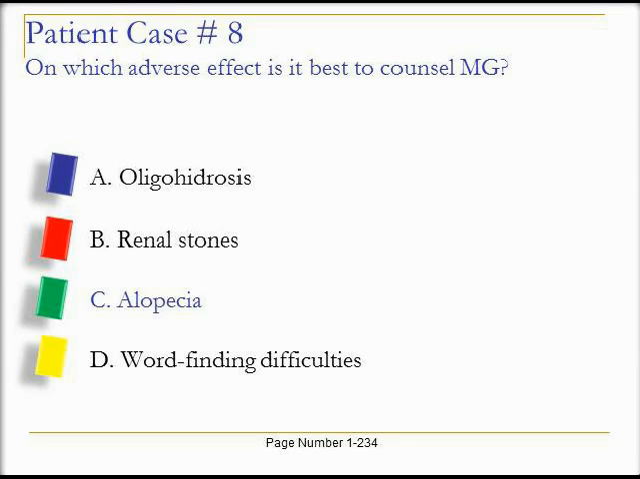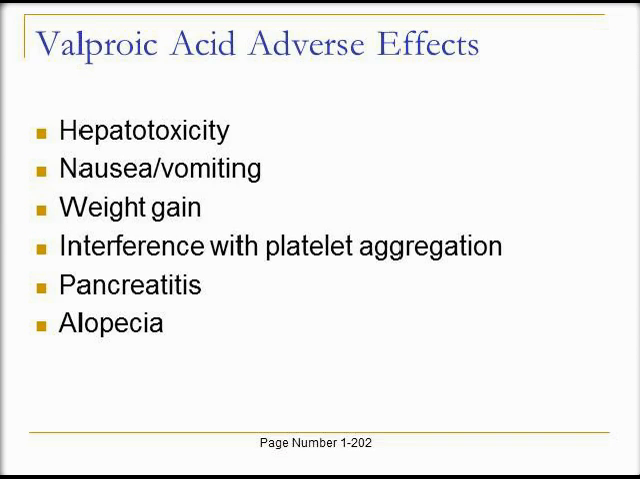Okay. The right answer is alopecia. So when we look at adverse effects of valproic acid, we need to think about very serious ones like hepatotoxicity and pancreatitis, but also some other things that can happen include nausea and vomiting, which is why we have a coated formulation, weight gain, interference with platelet aggregation, so sometimes we see problems with bleeding, and then alopecia. And sometimes when the hair grows back, it grows back curly if it was straight before. It's called the perming effect of valproic acid.